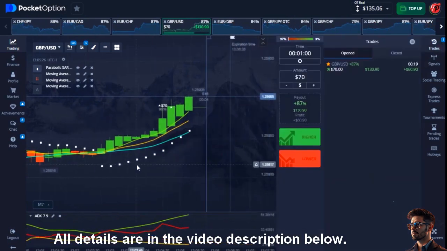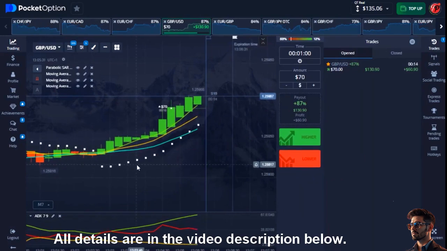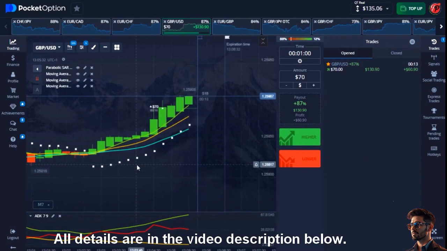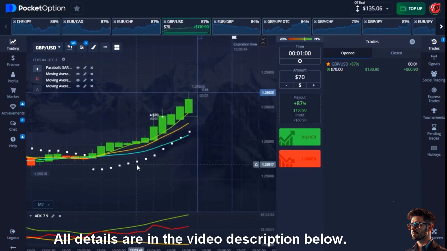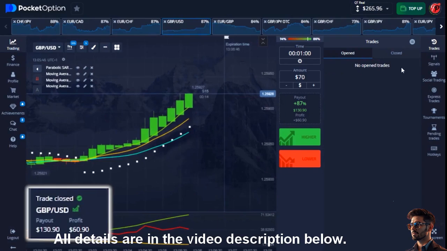All right, guys, let's wait and see if this is going to be a good one. We have like 15 seconds right now to close the trade. All right, guys, a good one there. Win the money on that.